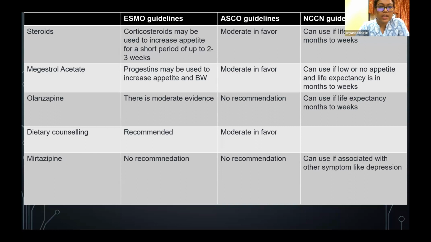For olanzapine, in ESMO guidelines there is moderate evidence. ASCO guidelines have no recommendation. NCCN guidelines say can use if life expectancy is months to weeks. Then for dietary counseling, ESMO guidelines recommend it, ASCO guidelines are moderately in favor, and there is no comment on dietary counseling in NCCN guidelines. Then mirtazapine: ESMO guidelines have no recommendation, ASCO guidelines have no recommendation, and NCCN guidelines say can use if associated with other symptoms like depression.